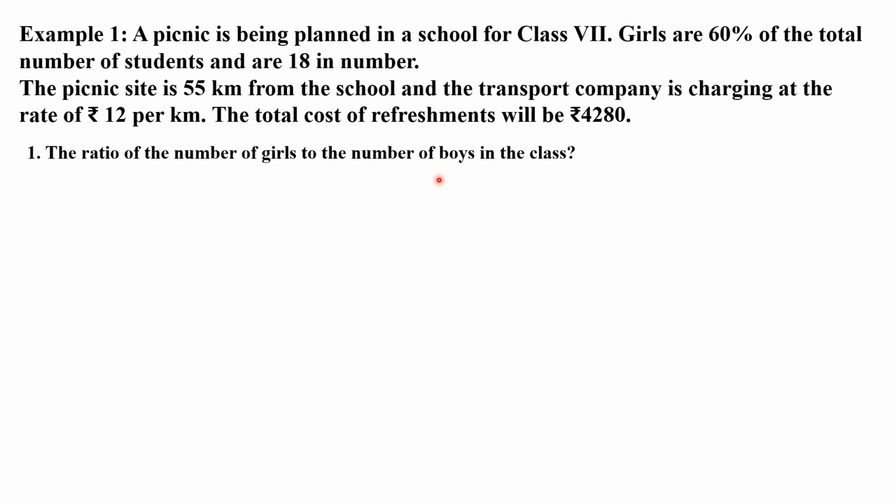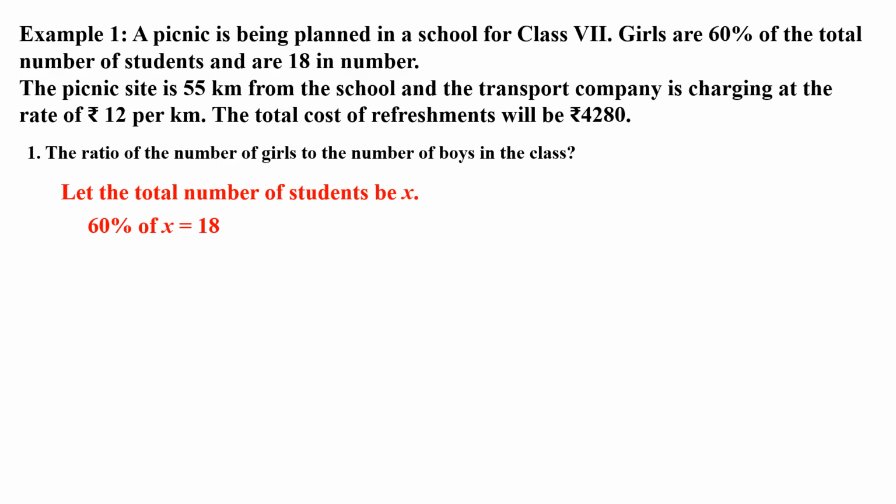So our first thing is to find the number of boys in the class. Let the total number of students be X. As we know that the girls are 60% of the total students and they are 18 in number, I can write 60% of X will be equal to 18, right? Now after this we have to calculate it.